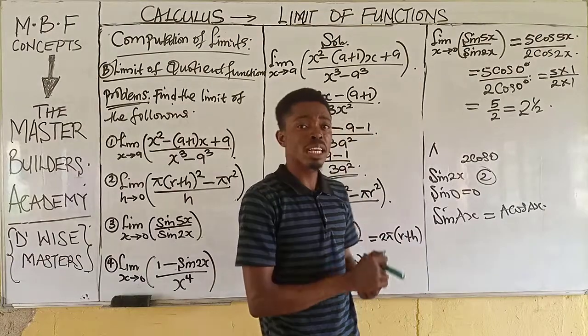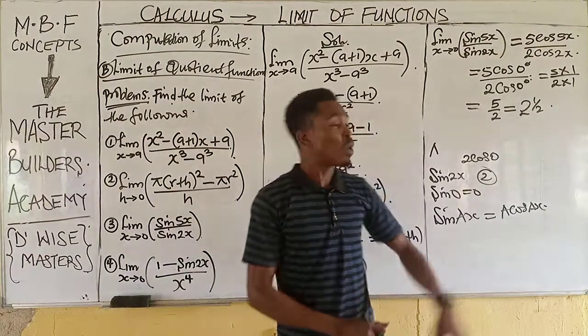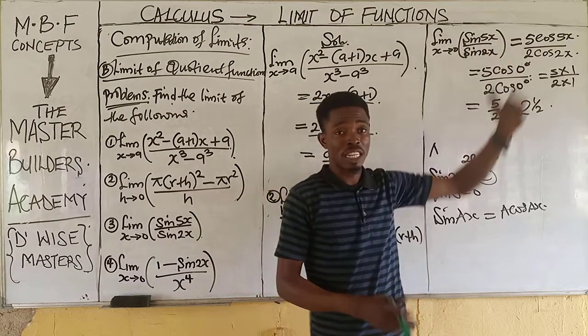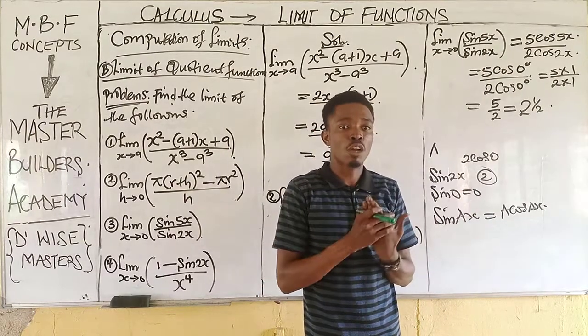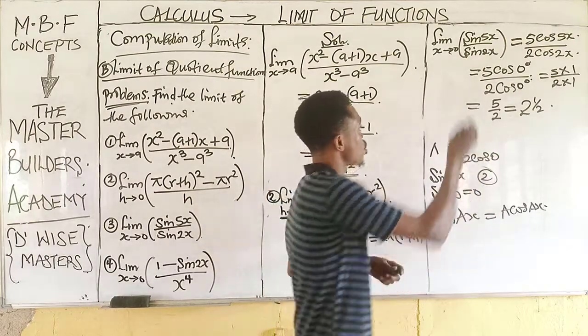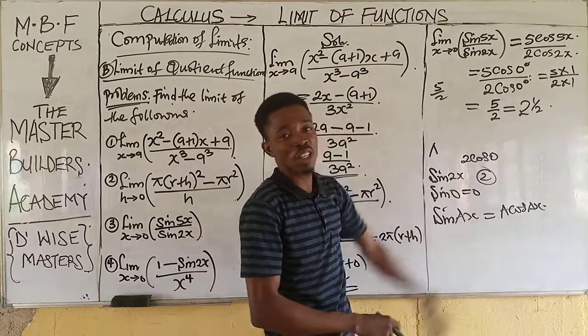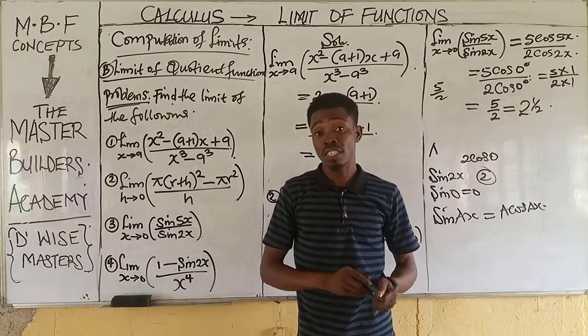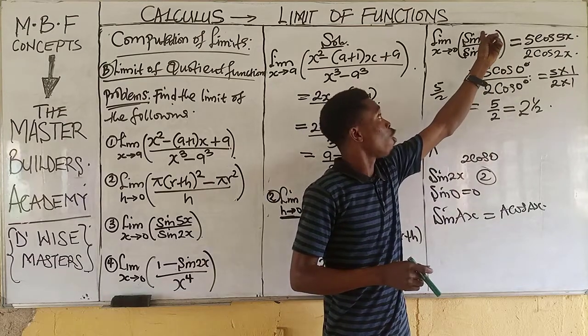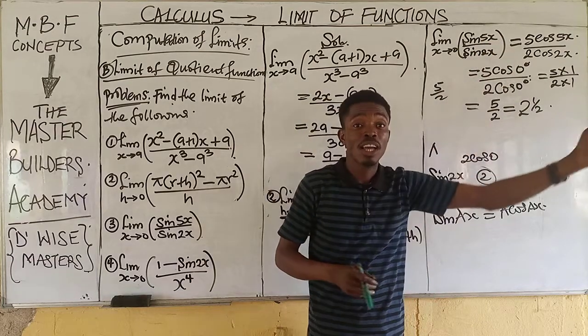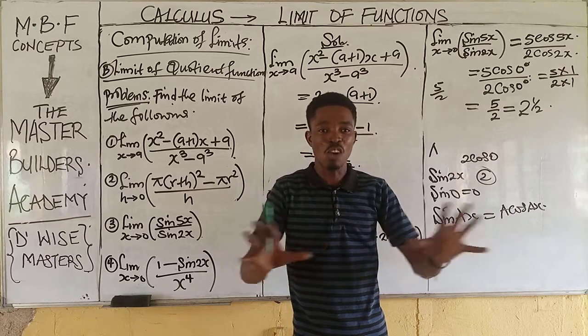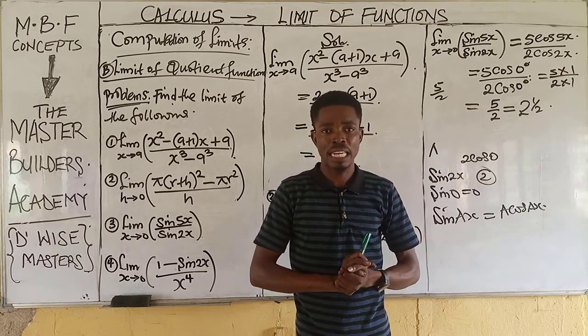Now listen to me, let me quickly give you the shortcut for having this done. When you have a sine of a function at the numerator and you equally have a sine of a function at the denominator, the answer is just their coefficients, 5 over 2. Pick the coefficient of x at the numerator and pick the coefficient of x at the denominator. That solves it. When you have sine of a number here and another sine here, the coefficient of the angle is what makes up your final answer.